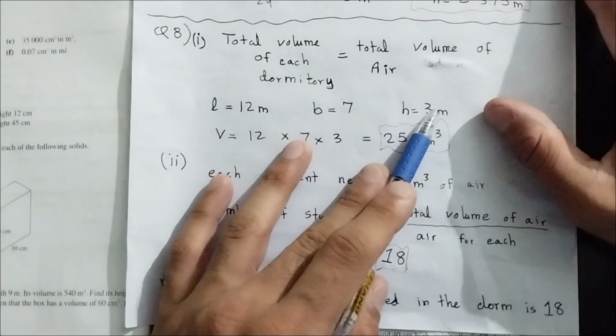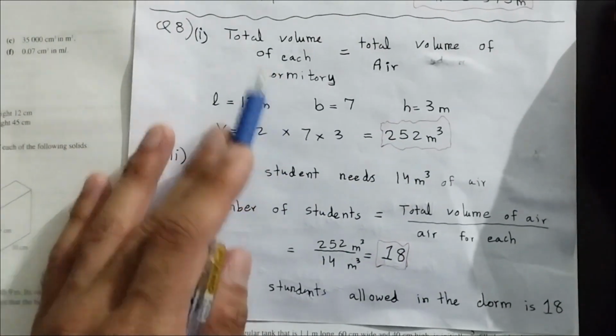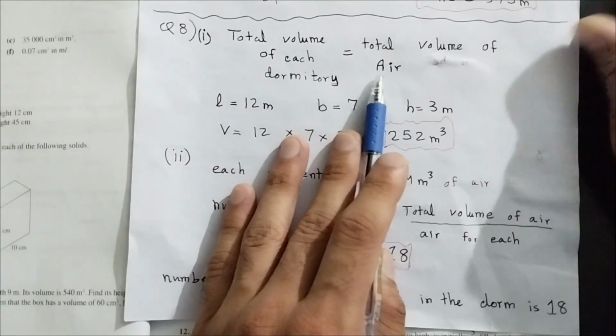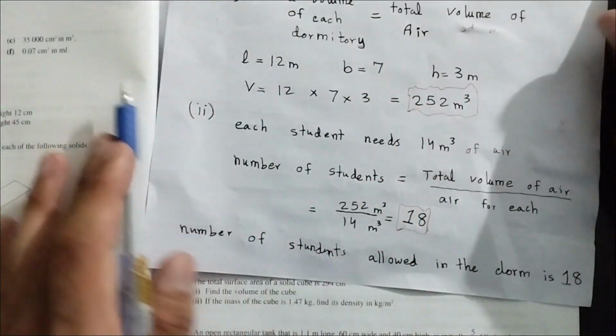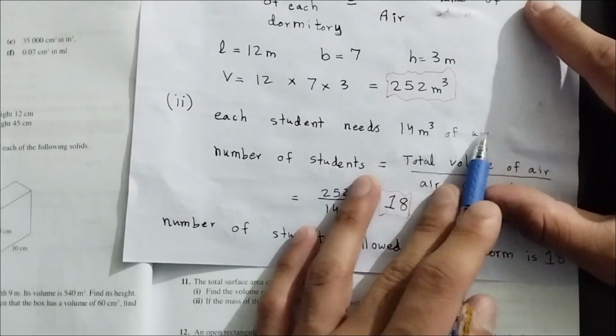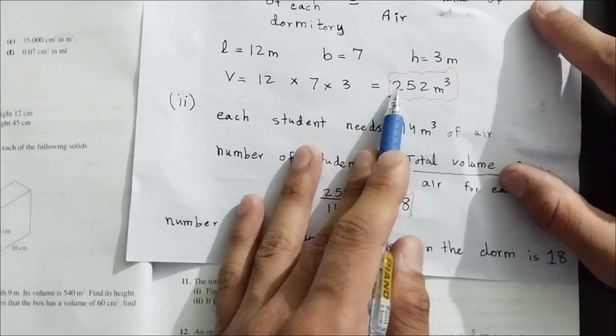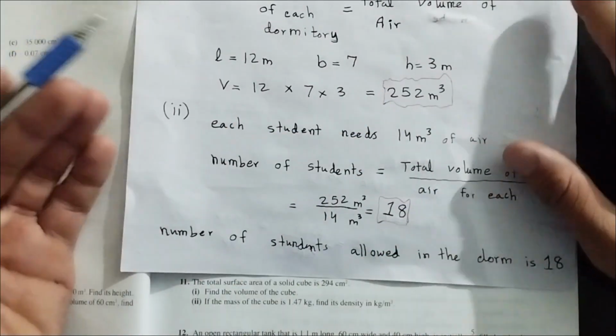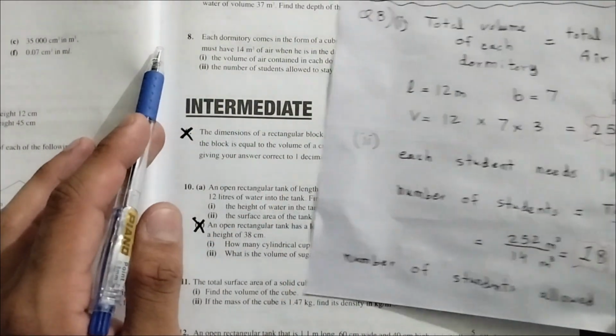Length is given, breadth is given, height is given. Once we find the total volume of each dormitory, we're going to say that that's the total volume of air because the dormitory is filled with air. Okay, each student needs about 14 cubic meters of air, and the total given to us is 253 cubic meters. This is again pretty much very similar to question number, which question was it?